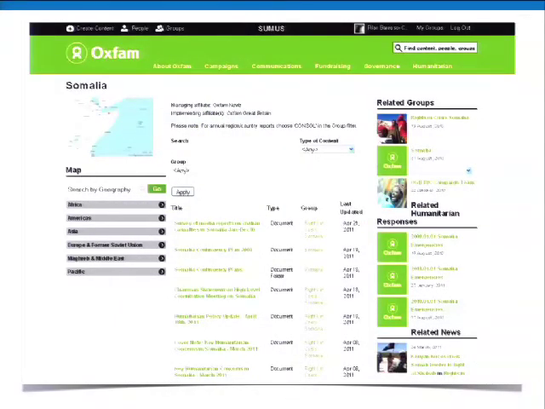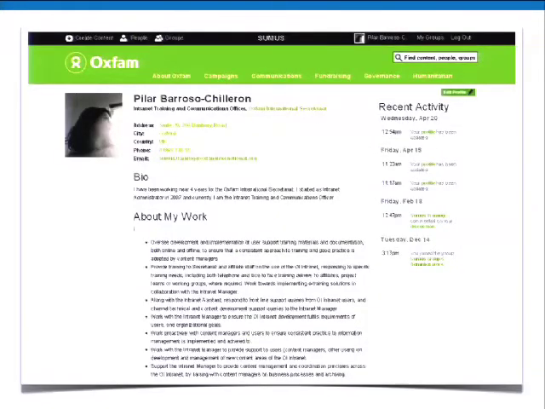Also, one of the really cool aspects of this is there's a lot of things around related content. So if you're looking for a particular issue around poverty in Somalia, for example, you can find the other people in the organization that might be working on that. Big aspects of discoverability, learning center.